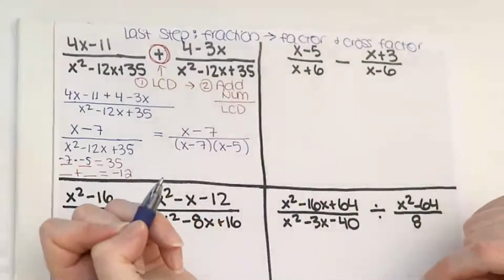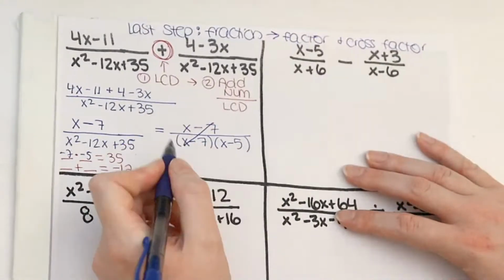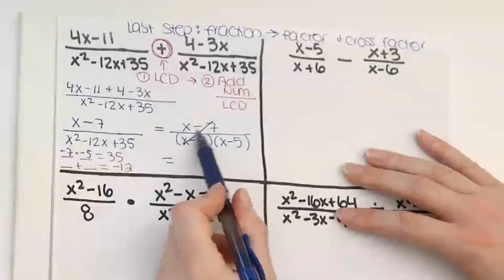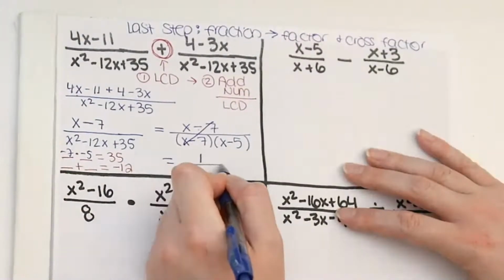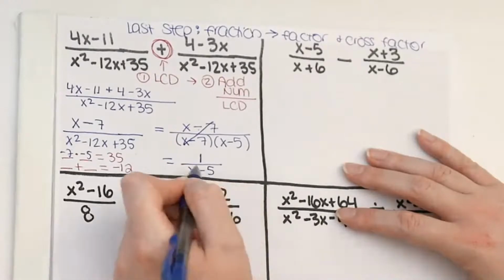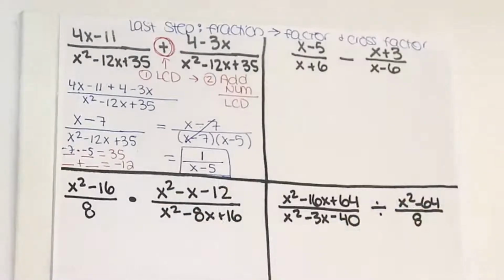Okay, and then at that point, the x minus 7's cross out. And if they cross out, there's nothing left in the numerator. So remember that that crosses to 1 over x minus 5. So your final answer will be 1 over x minus 5.